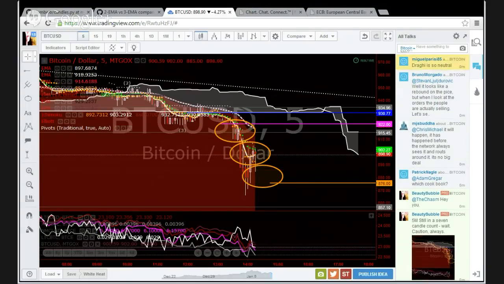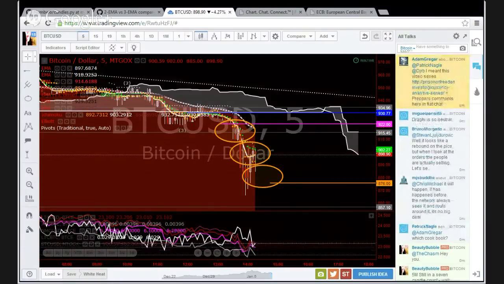And so get your levels out and make sure that you know what they are. Being that we're below pivot, our pivot on the Bitcoin Bitstamp is 812. Our pivot on the Bitcoin USD Mt. Gox is 922. And of course, we are in the support levels. And so enjoy. I will be back in just a couple moments, okay?